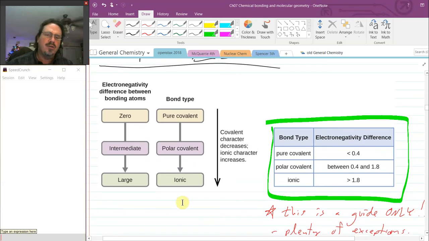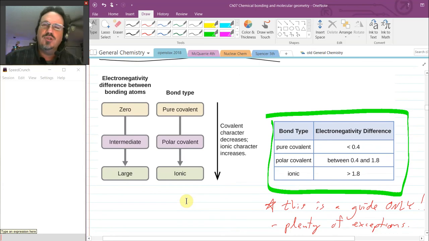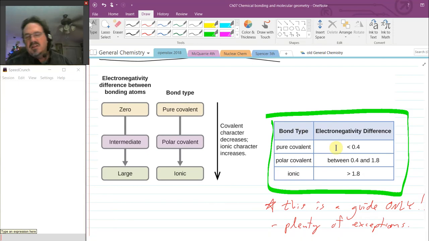So where are our dividing lines? I've seen different textbooks use different values. This one sets it up like this, and so I green box it. This is important. If it's less than 0.4 difference, so if you subtract those EN numbers for the two atoms involved in the bond and it's less than 0.4, we're going to call that pure covalent. It might be ever so slightly lopsided, not enough to worry about, not enough where we really start seeing any effects, so we call those pure covalent. If it's between 0.4 and 1.8, those are polar covalent.